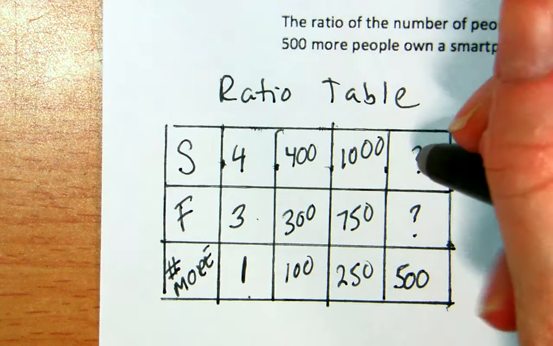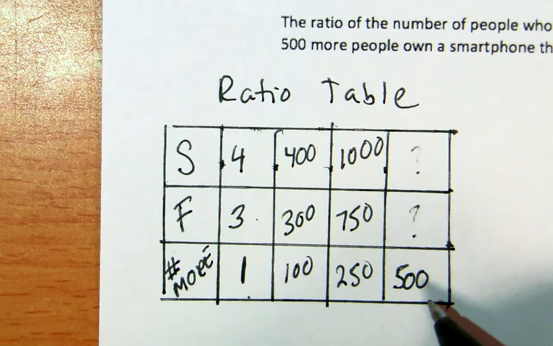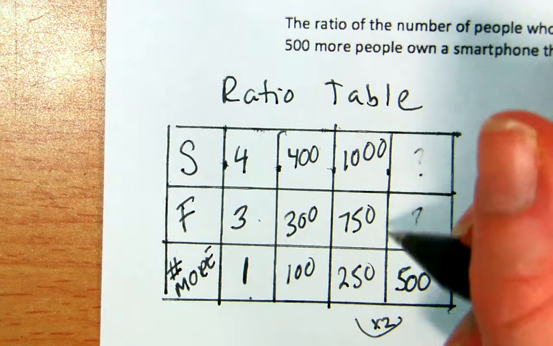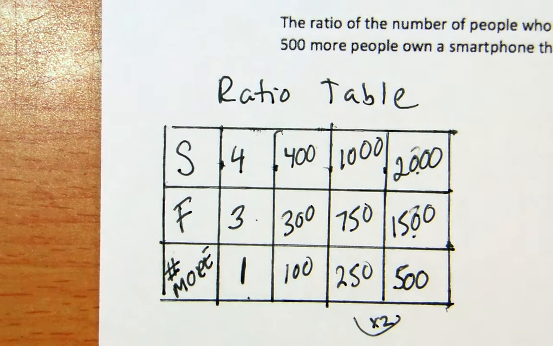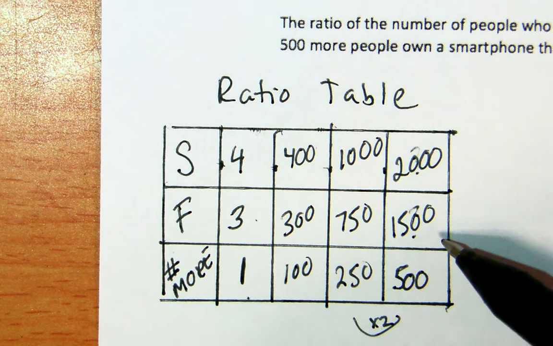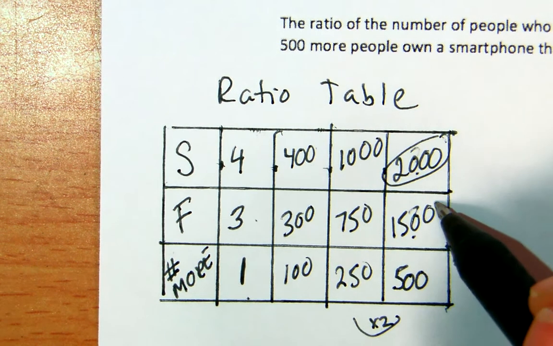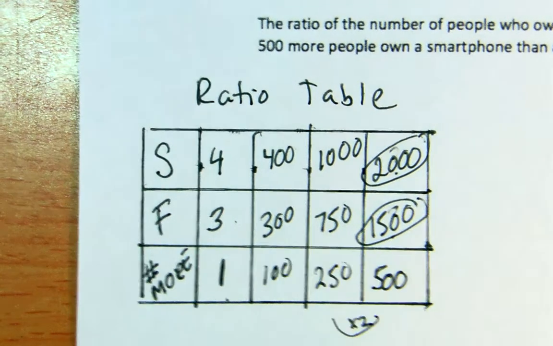So to get from 250 to 500, we just have to double, right, a times 2. So we get 1,500 and 2,000. So we now have the scenario where 500 more people own smartphones than flip phones. So how many people own smartphones? 2,000. How many people own flip phones? 1,500. Okay, we've solved that problem.